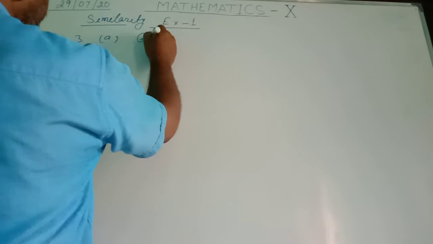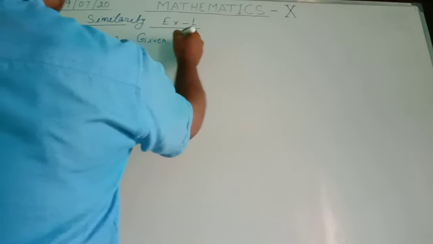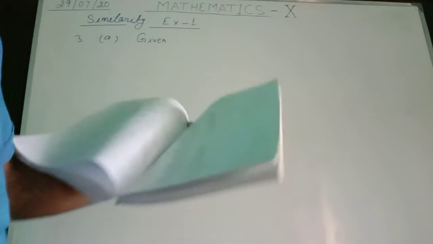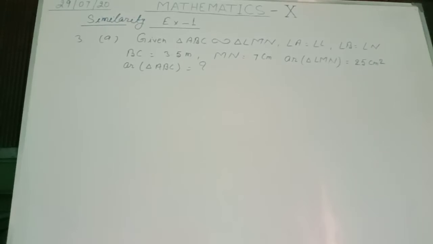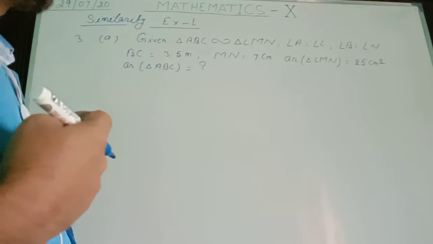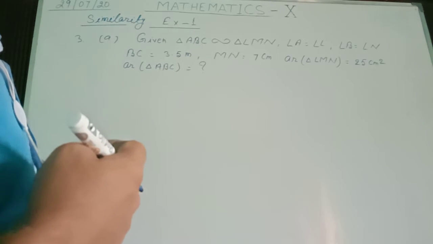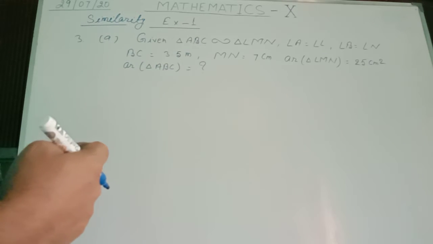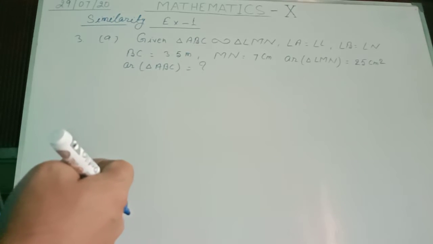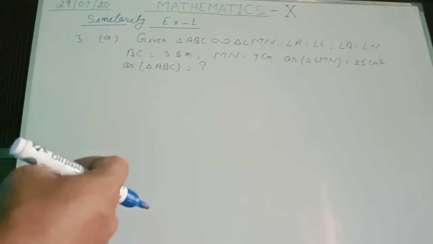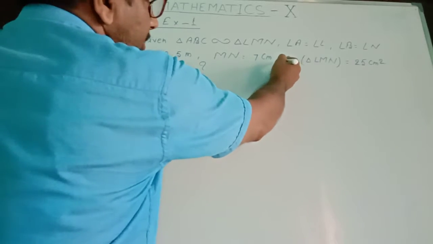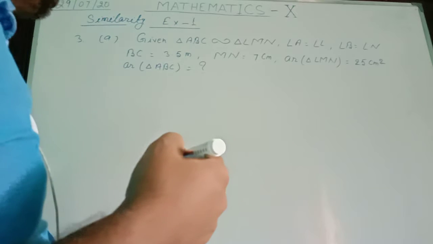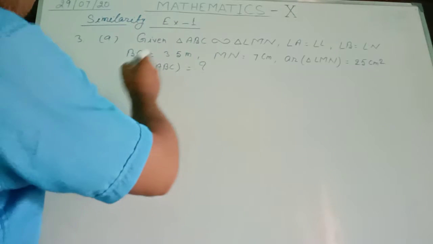Given: triangle ABC is similar to triangle LMN, angle A equal to angle L and angle B equal to angle N, and BC equal to 3.5 meter, MN equal to 7 centimeter, and area of triangle LMN is given, that is 25 centimeter square. So area of triangle ABC equal to how much? Solution.